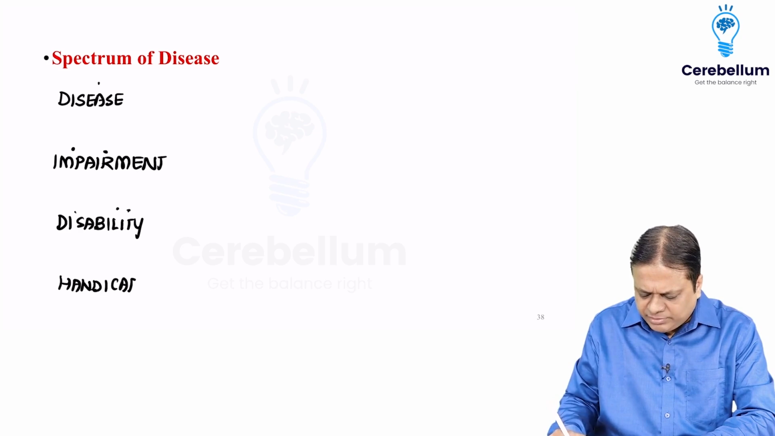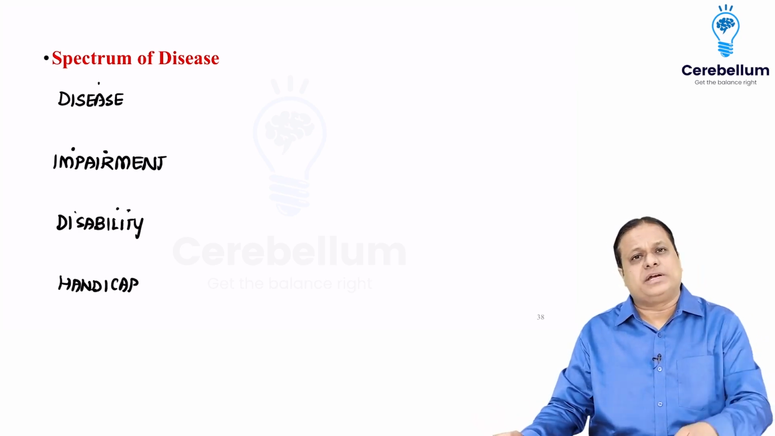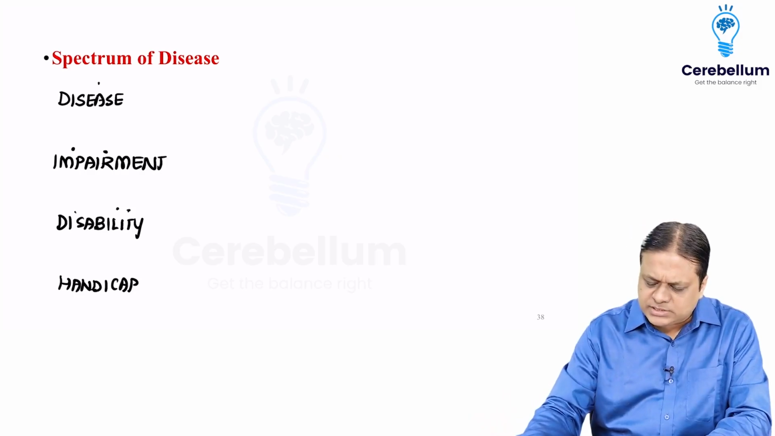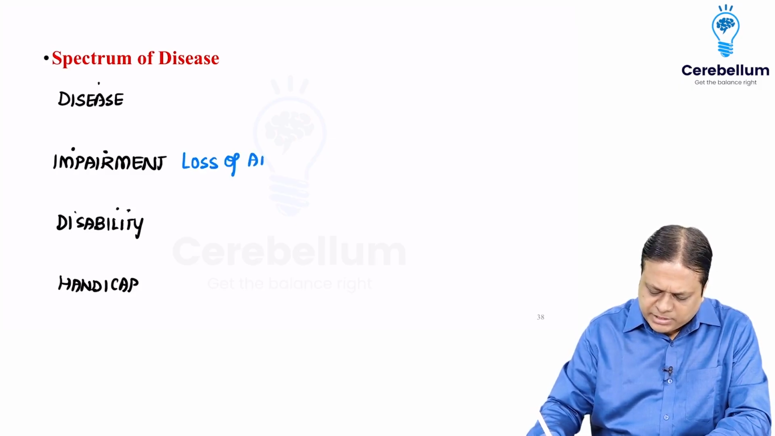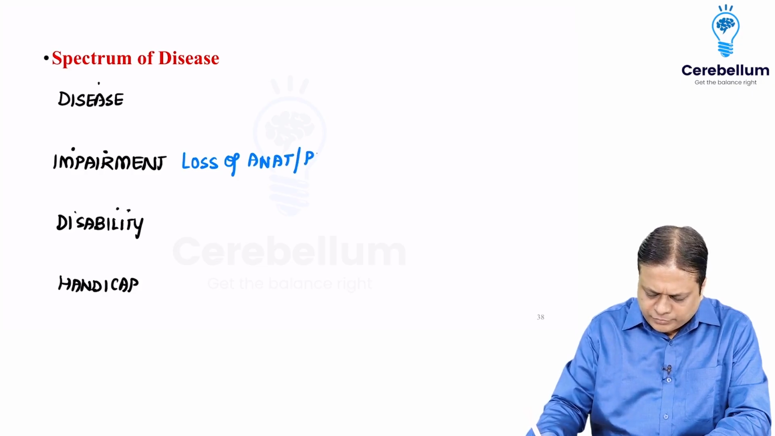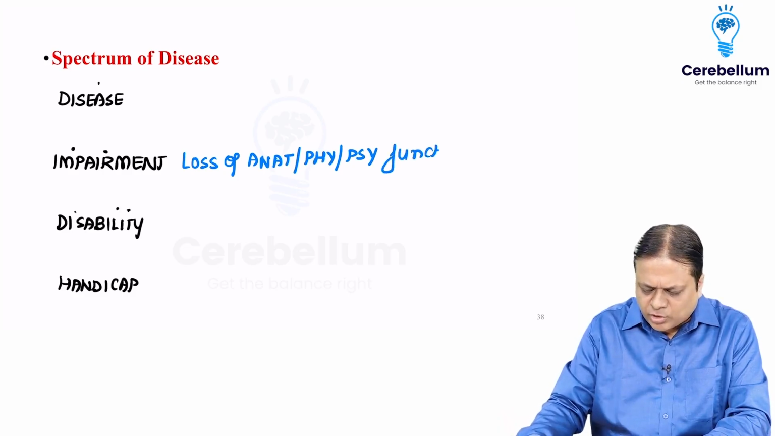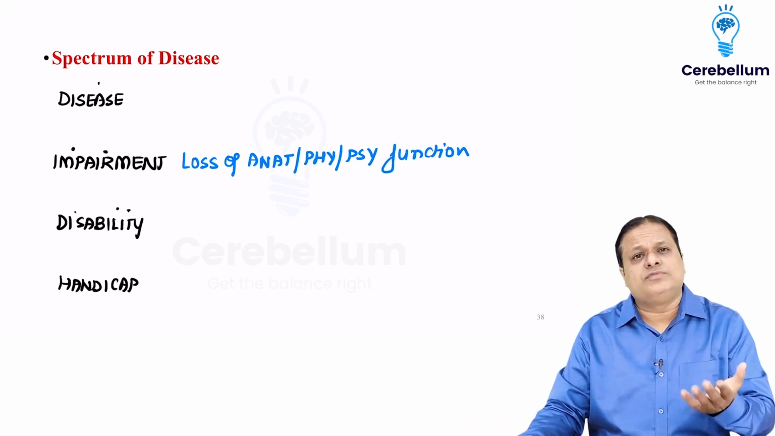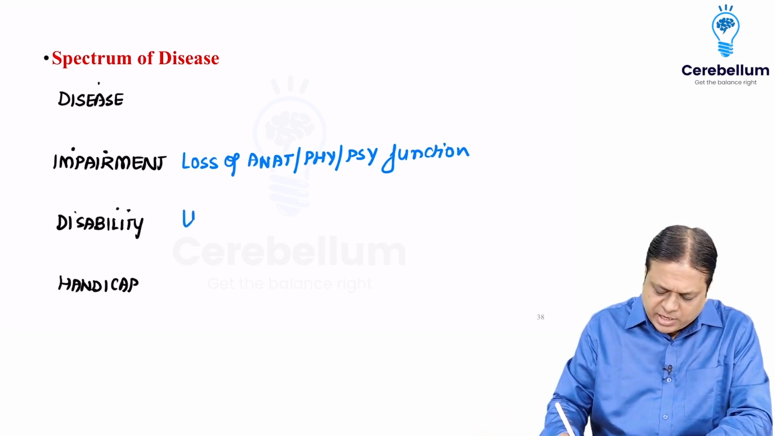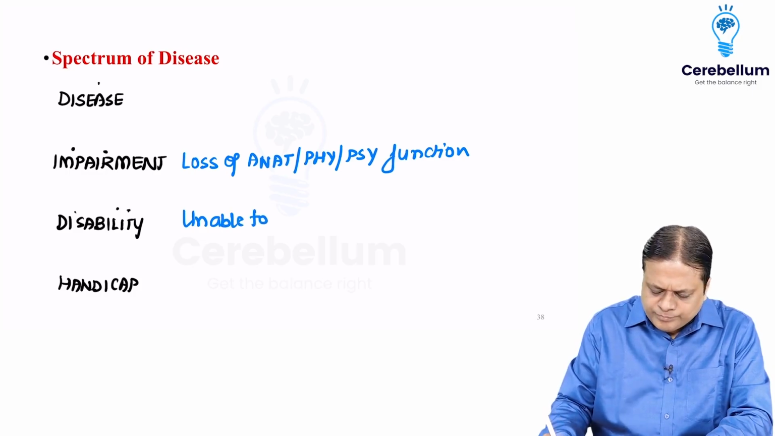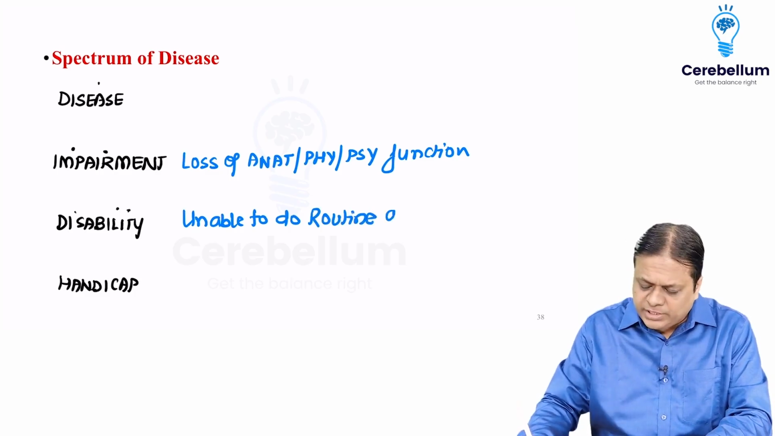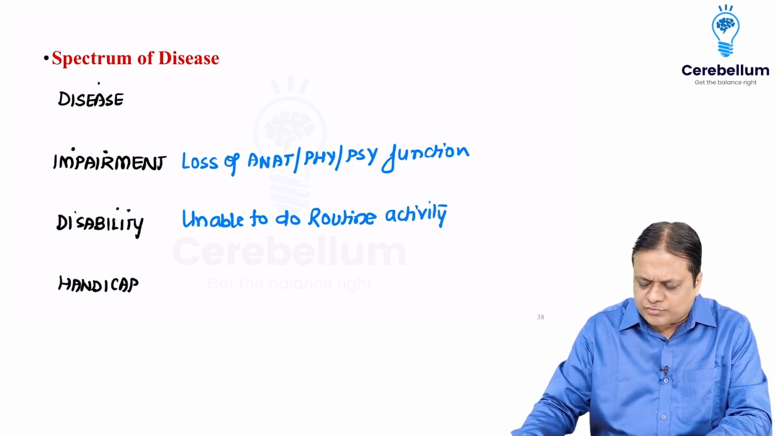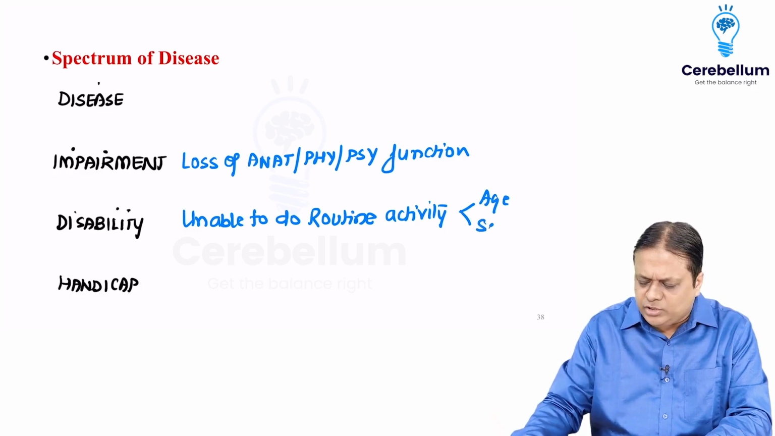They'll give you an example and then ask, this is which part of spectrum of disease? Disease we know. What is impairment is loss of any anatomical, physiological, psychological function or part of the body. Because of this, disability occurs. What is disability? A person is unable to do routine activity. What is routine activity meaning? Routine activity means which a person of similar age or sex can do.